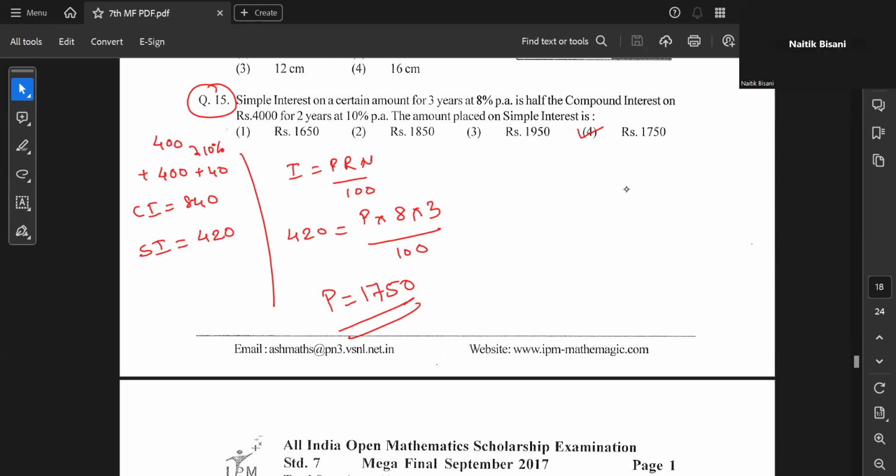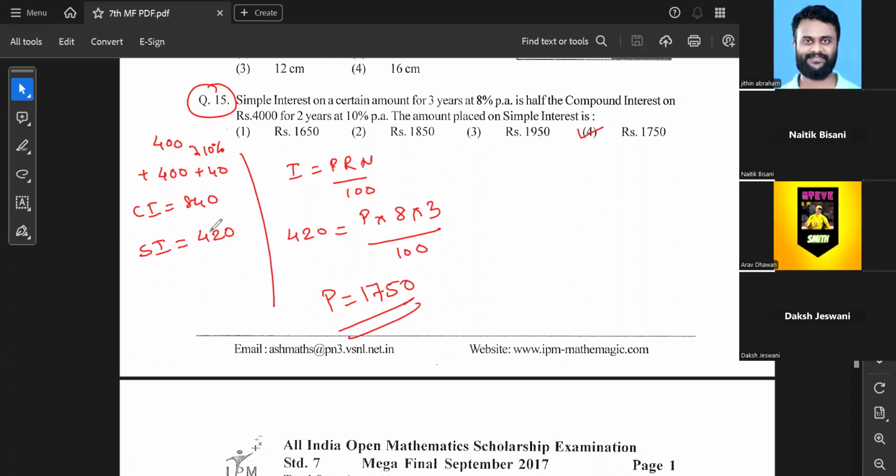So how did you get 400 plus 400 plus 40? Okay, so 400 is the compound interest of the first year. This is the compound interest system. For the first year, it's 400. How 400? 10 percent of 4,000 is 400. I hope you know this.